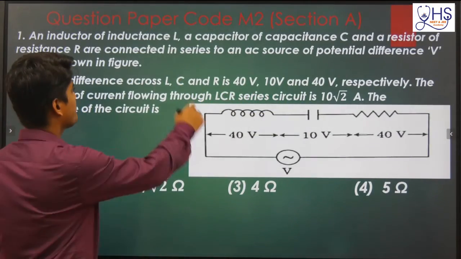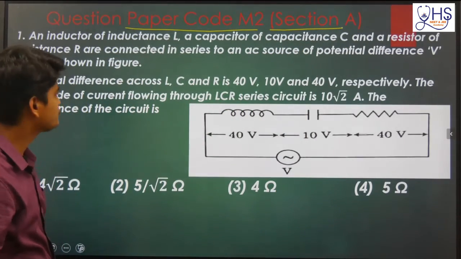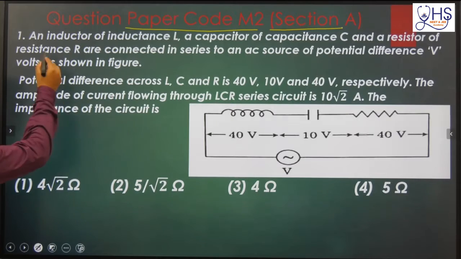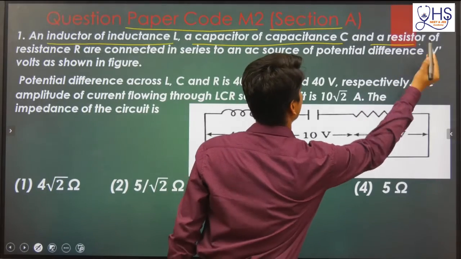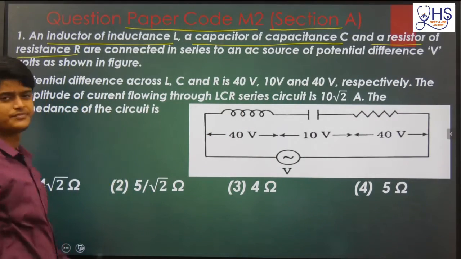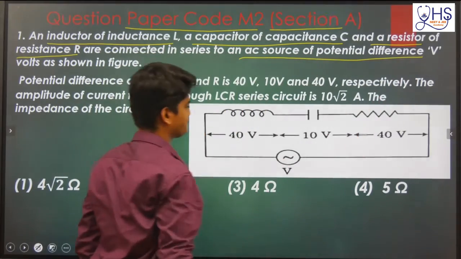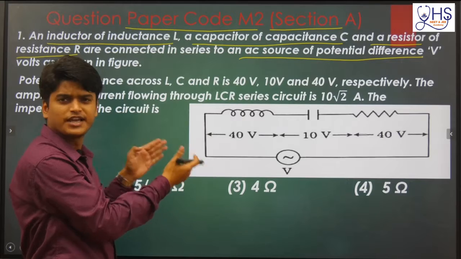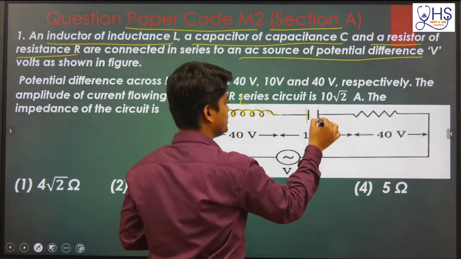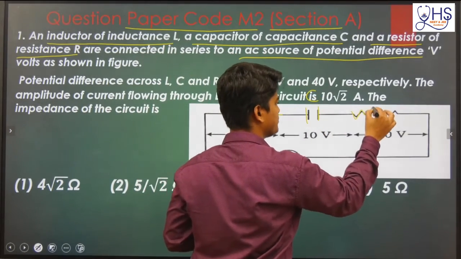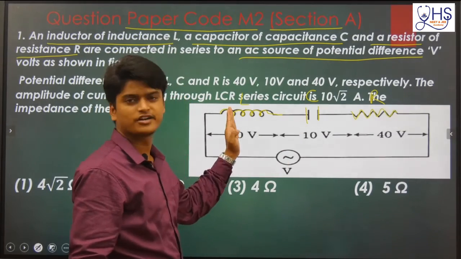So here we have paper code M2 and section A, NEET 2021 question paper. Question number 1: an inductor of inductance L, a capacitor of capacitance C and a resistor of resistance R are connected in series to an AC source of potential V. So here the circuit is given. In this circuit, this symbol represents L, this symbol represents C and this symbol represents R, that is the resistor. It is your capacitor, it is your inductor.